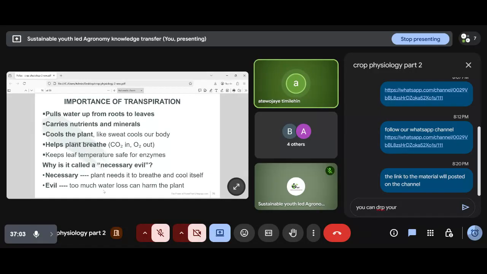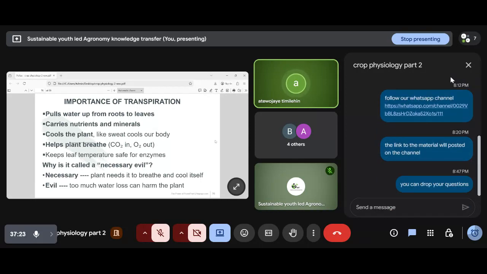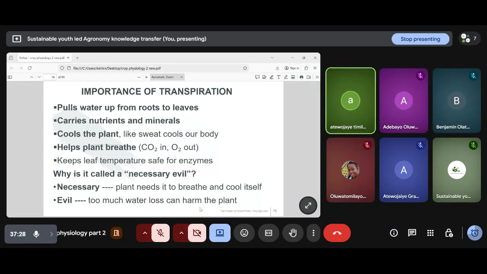The importance of transpiration: it pulls water from the root to the leaf, carrying nutrients and minerals, and cools the plant. Most importantly, note that transpiration cools your plant and helps the plant breathe. If there is high heat, they call transpiration a necessary evil. I used to hear this in school, but I didn't know why they call it that. The plant needs it to breathe and cool itself. Too much of it can harm your plant. If your plant transpires more during this heat season, your crop goes through stress during the afternoon.